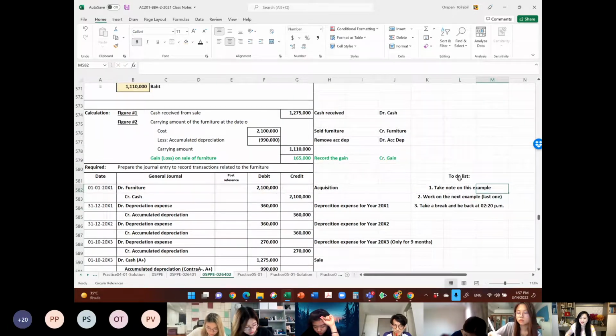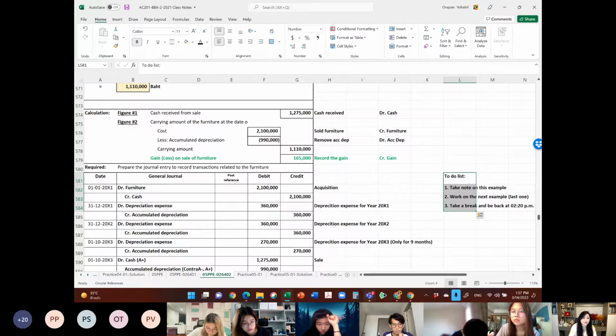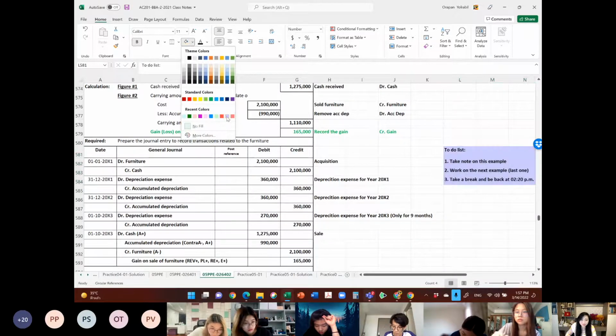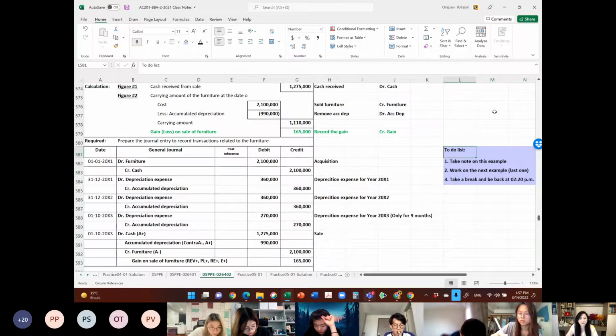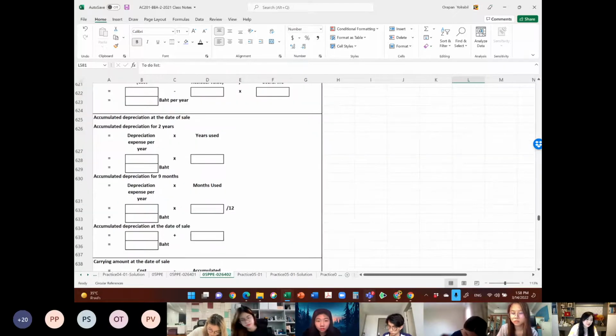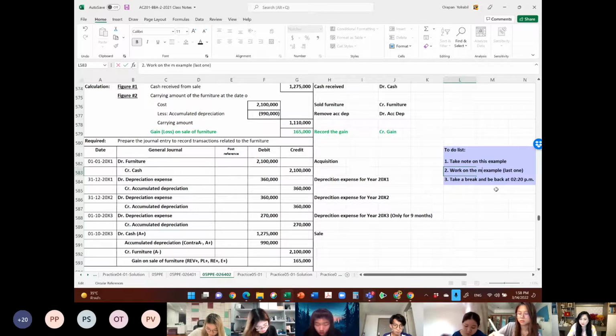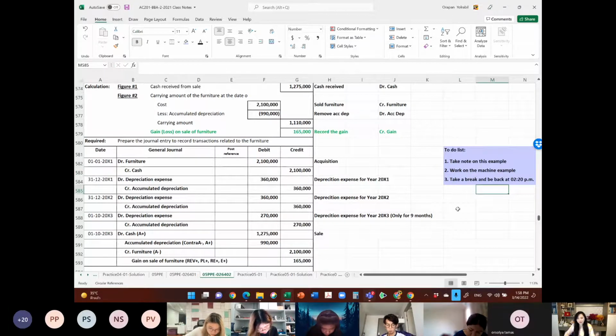This is your to do list now. You take the note on this example, and then you work on the next example, which is really similar to this, so work on that as practice. And you take the break, come back around 2:20. I'll give you time to take the note and then to think about another example. Another example is about a machine. Work on the machine example, which is the following example, and then take a break and be back at 2:20.